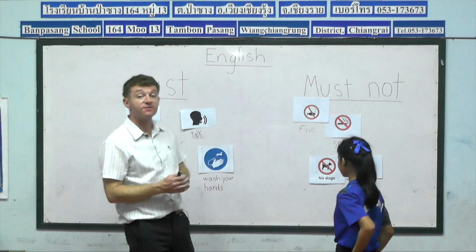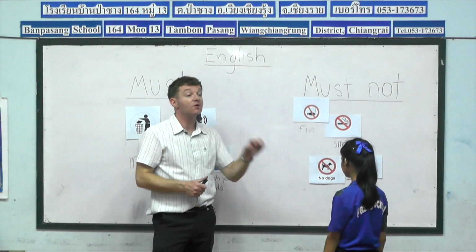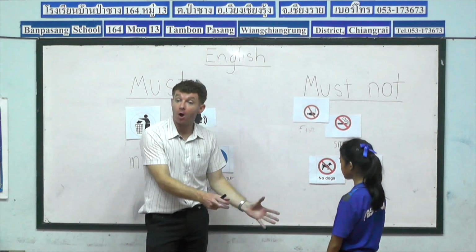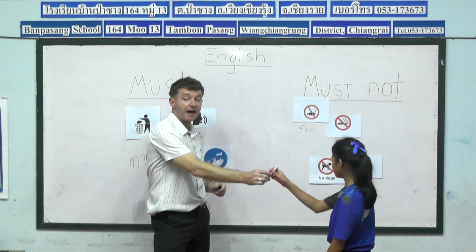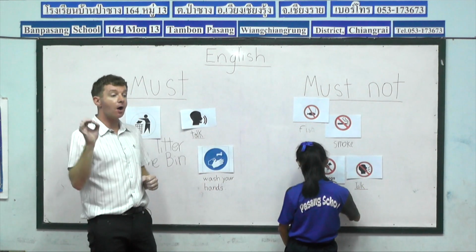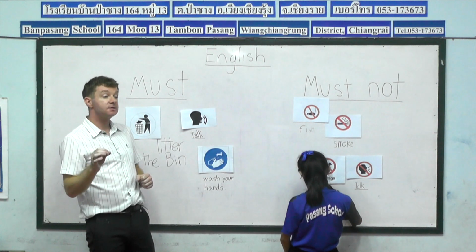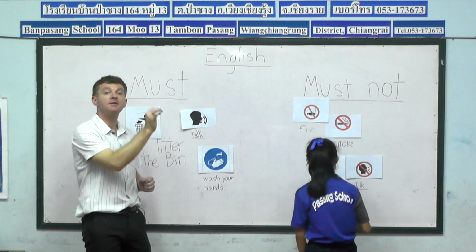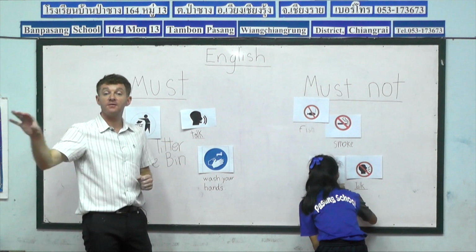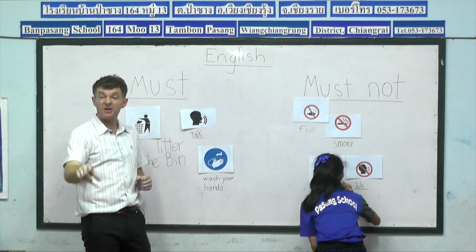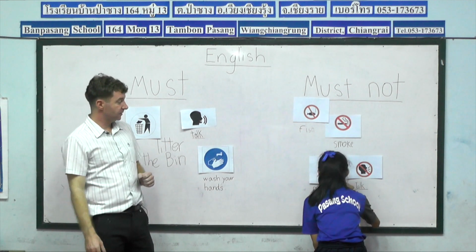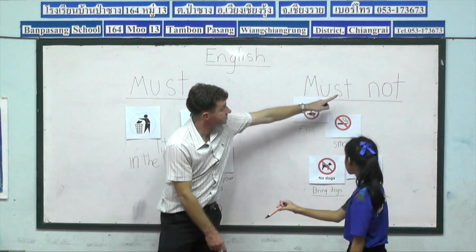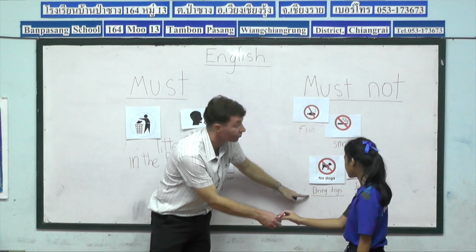So where will we place our picture? Excellent. And then it's telling us no dogs. So we have to write must not bring dogs. And how do we spell bring, guys? B-R-I-N-G. And dogs, D-O-G-S. Perfect, Down. So all together, must not bring dogs.